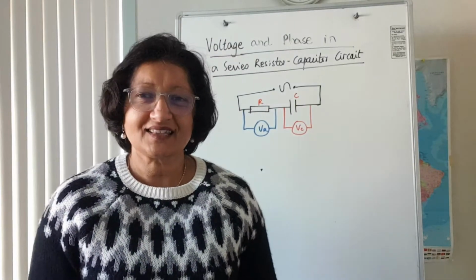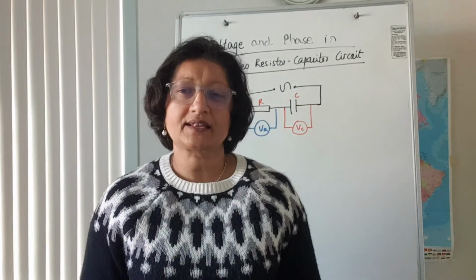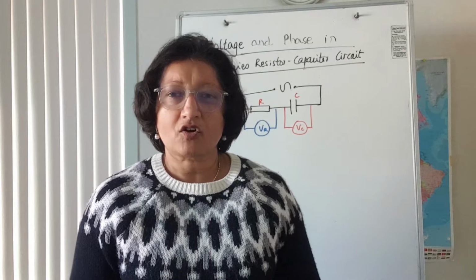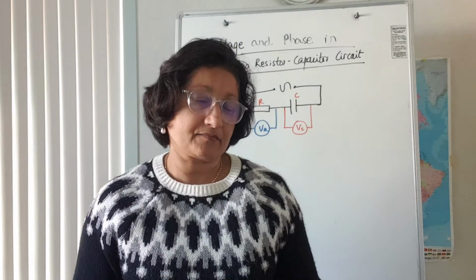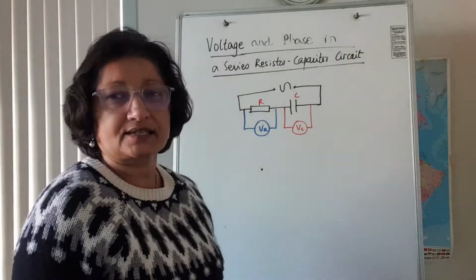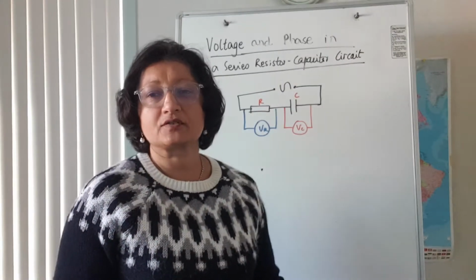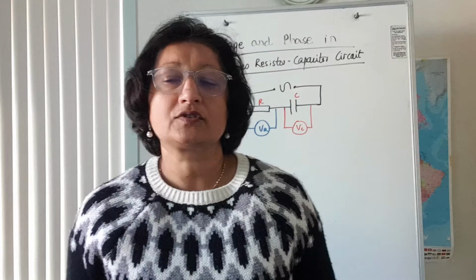Hi everyone. In this lesson we are going to look at a combination of a resistor and a capacitor in the same AC circuit. They're connected in series, and we're going to be looking at what happens to the voltages across the capacitor and the resistor and how they compare with the supply voltage.